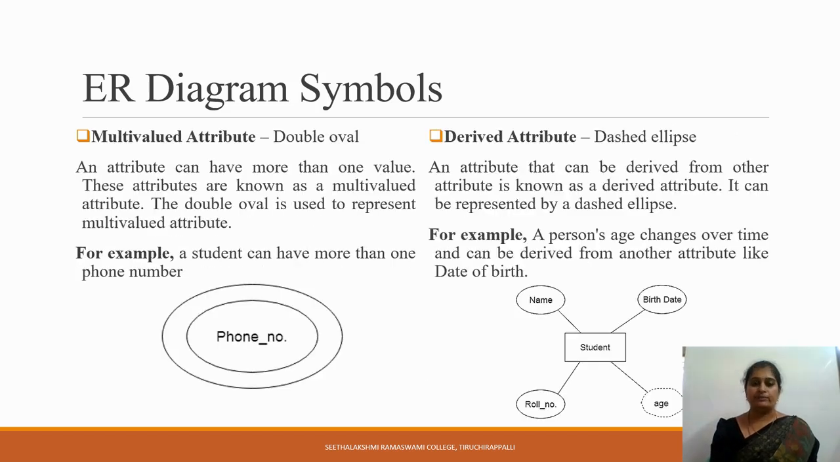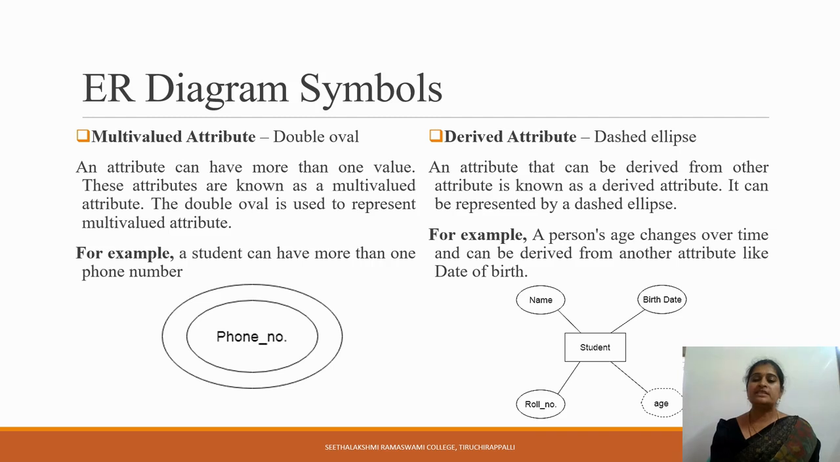Multi-valued attribute. It is represented as a double oval. An attribute which can have more than one value is called a multi-valued attribute. In the given example, if the student has more than one phone number, then that attribute is represented as a double oval.